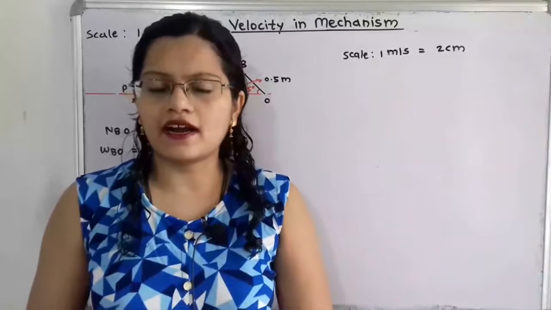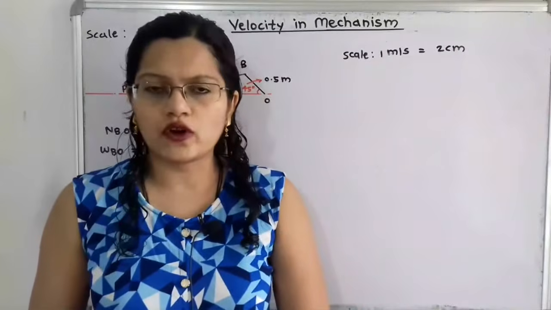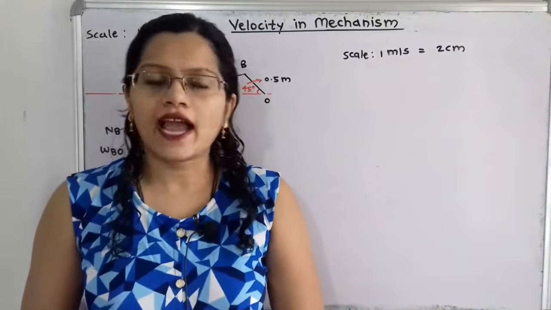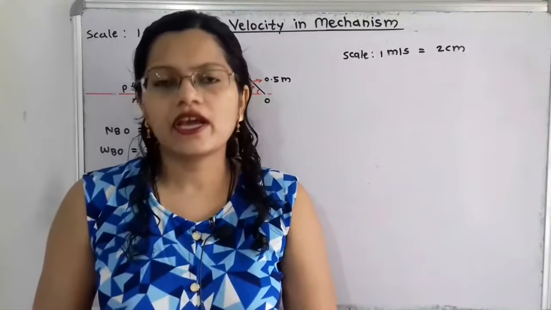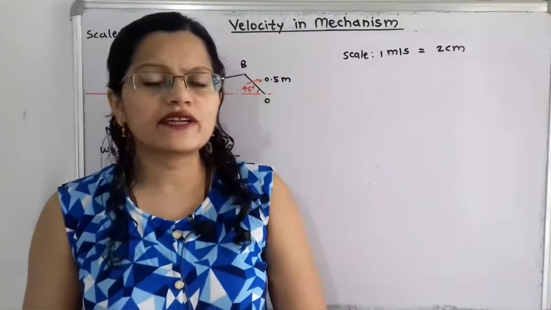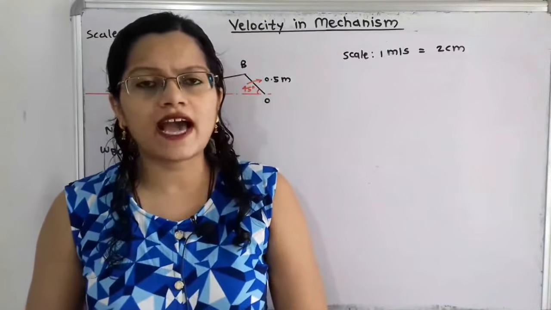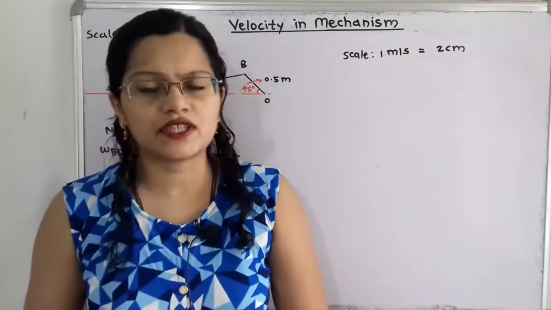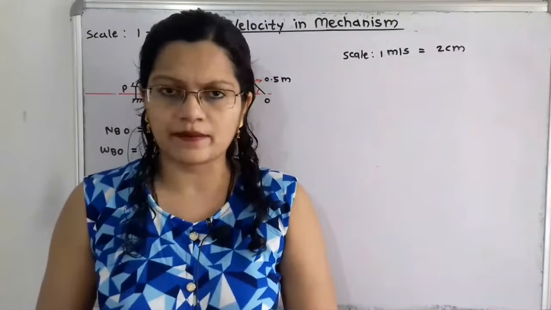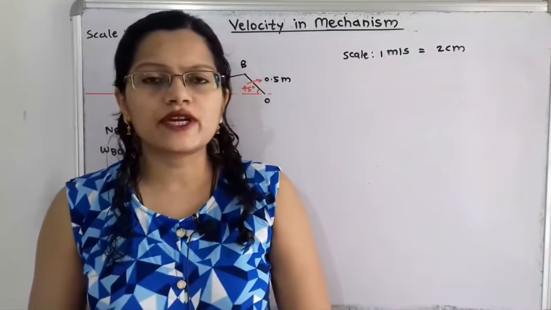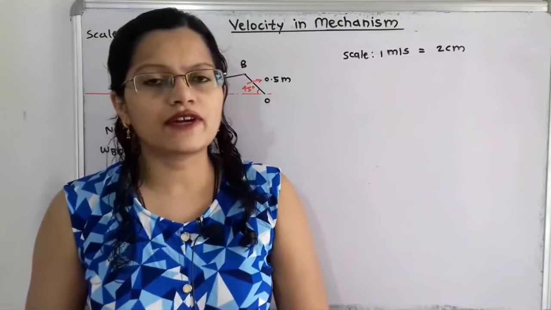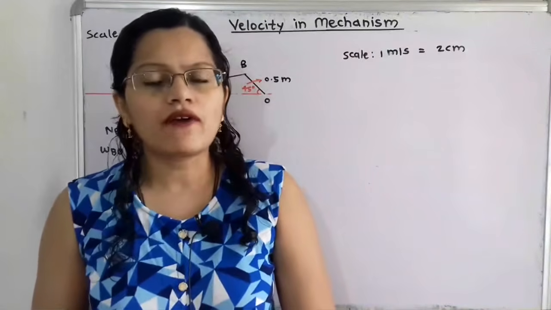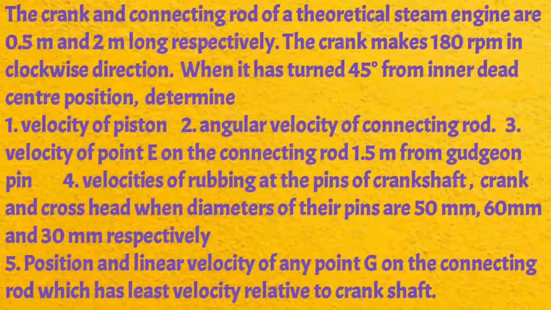Friends, this is Priyanka. Today we are going to solve a problem on crank and connecting rod mechanism. In this video, we are going to learn how to select the direction of angular velocity from the velocity diagram, as well as calculate the velocity of rubbing at the pin. So first, I will read the given problem.